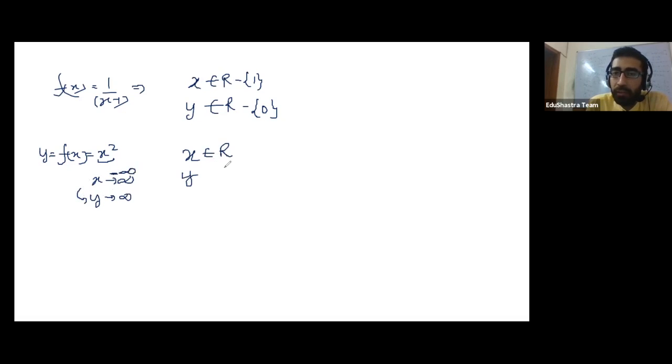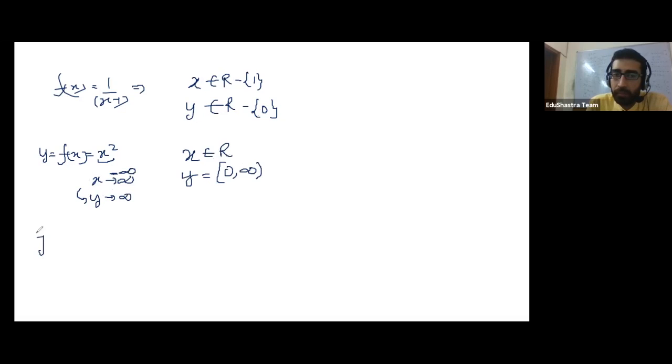Thus the range of y will be, it can be 0 at x equal to 0, but it cannot be negative, it can only go from 0 to infinity. This is the range of y. Minimum value 0, maximum value very, very large, infinite.